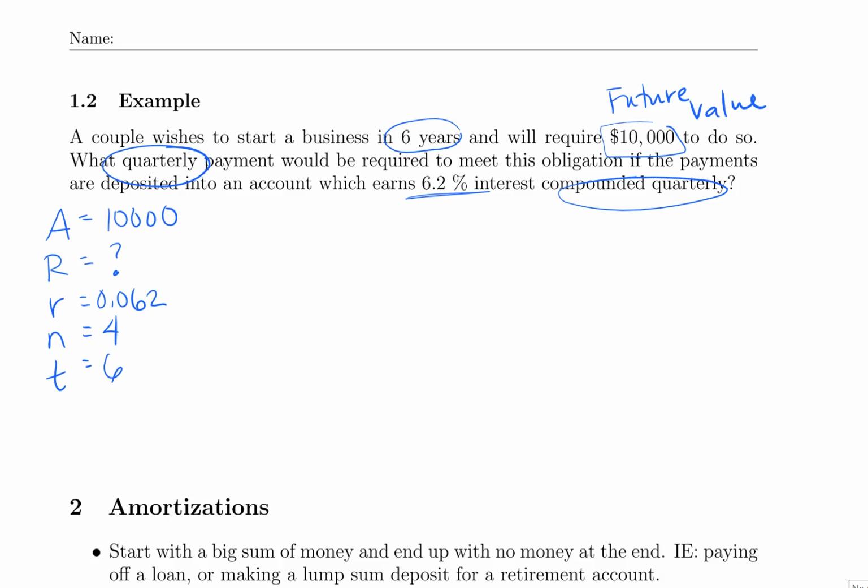We're going to use the same formula, the annuity formula, and so we have that the future value is the periodic payment times 1 plus r over n raised to the nt, minus 1, and this is all divided by r over n. The way I remember the pieces, it looks like the compound interest formula in the numerator, and then it's minus 1, and then you're dividing by the r over n part in the denominator.